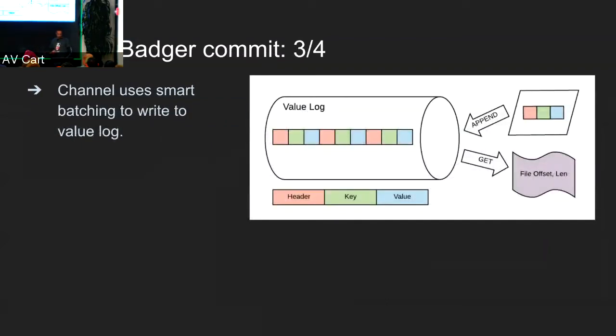Channel uses a technique called smart batching to batch multiple requests together and executes a single write to the value log. Note that this is a sequential disk write. Thus, the cost of disk writes is amortized against multiple commits.